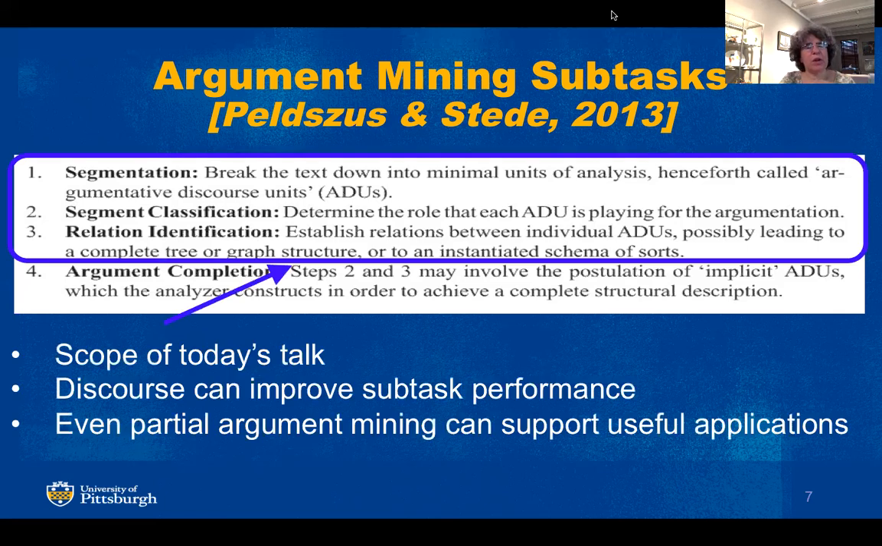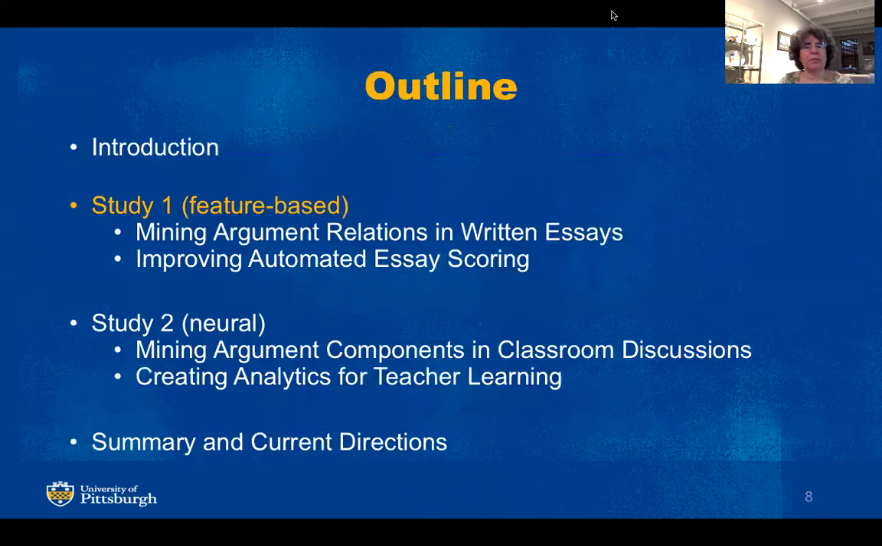Today I'll only be talking about the first 3 steps in the context of the projects that I've been working on. And again, the discourse perspective that I'd like you to remember at the end of the talk is that first, discourse can improve each of these subtasks by enhancing state-of-the-art algorithms with general purpose discourse information, and that argument mining output, which is itself a form of discourse analysis, can be used to perform downstream applications in education and otherwise.